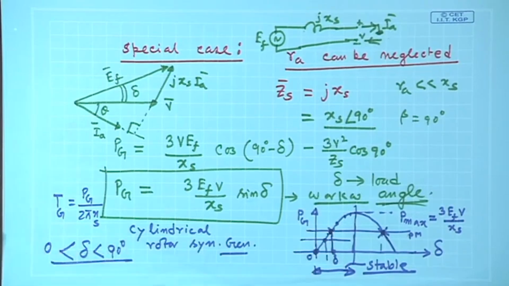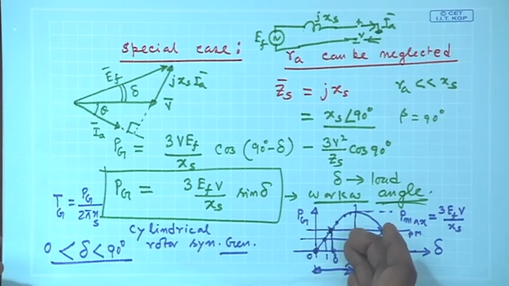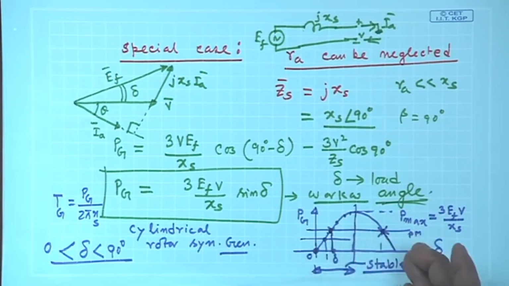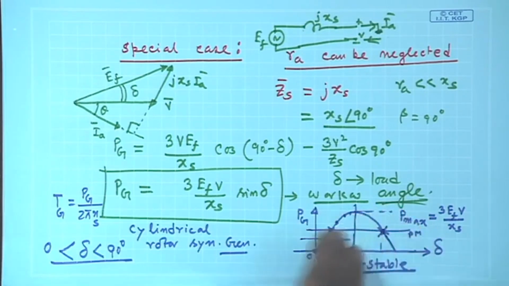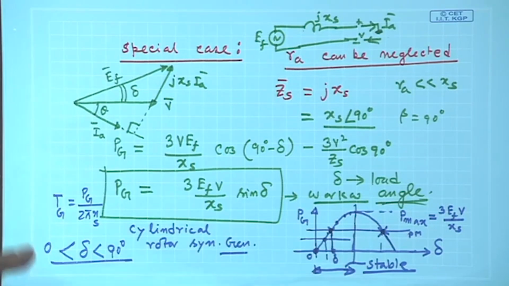Of course, so that it does not go near to the delta critical value, which is 90 degree, because if delta becomes more than 90 degree, it will enter into unstable zone, and you will not be able to operate the synchronous machine in the unstable zone. Therefore, delta must be in between 0 to 90 degree.